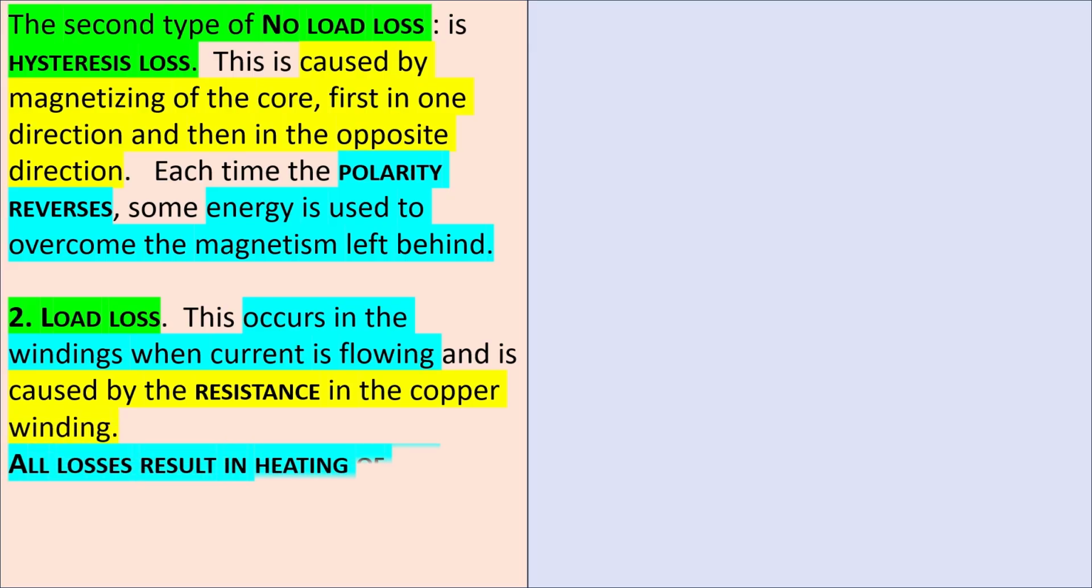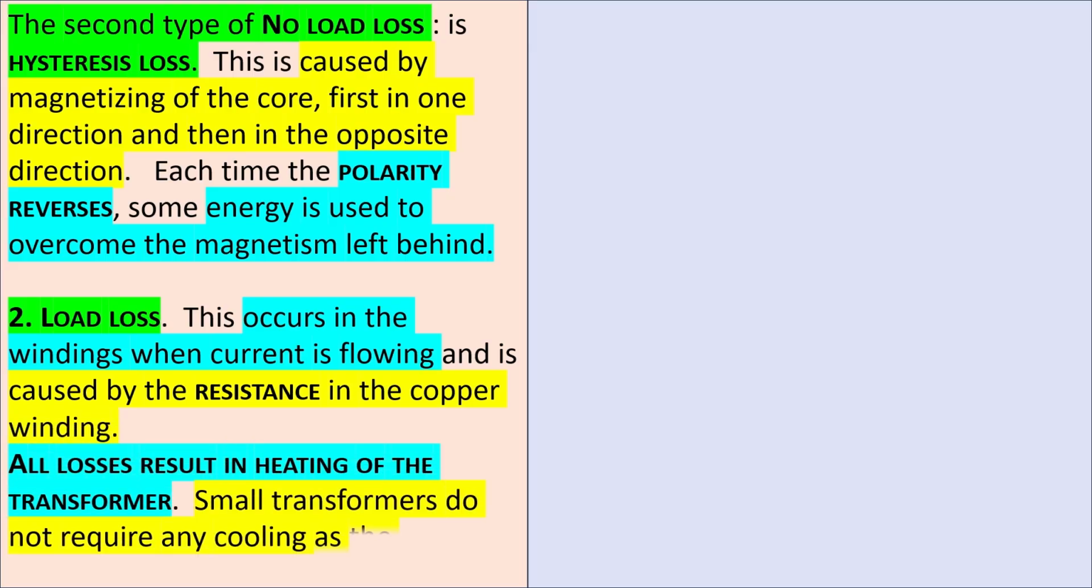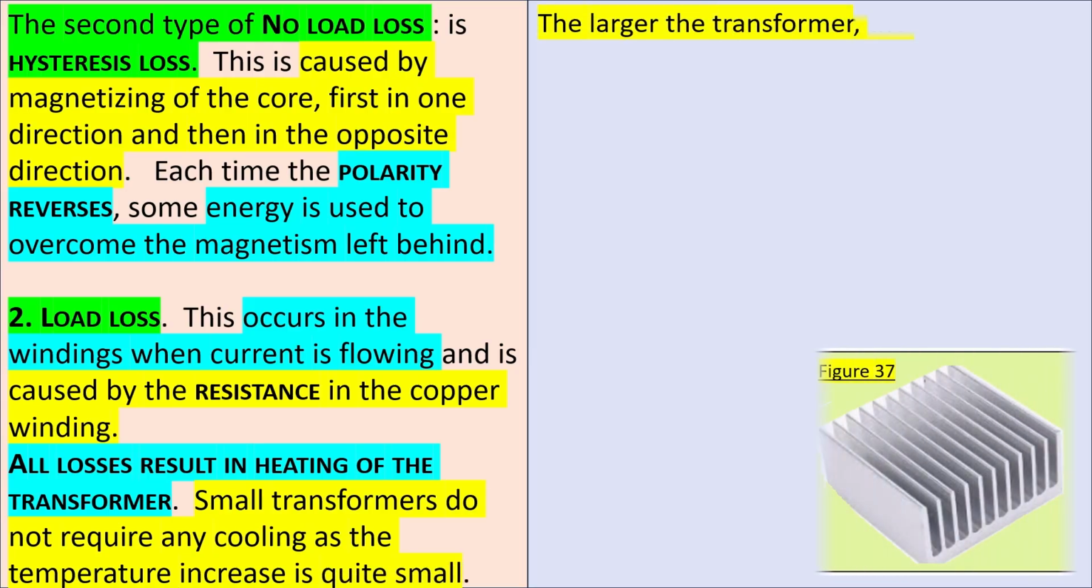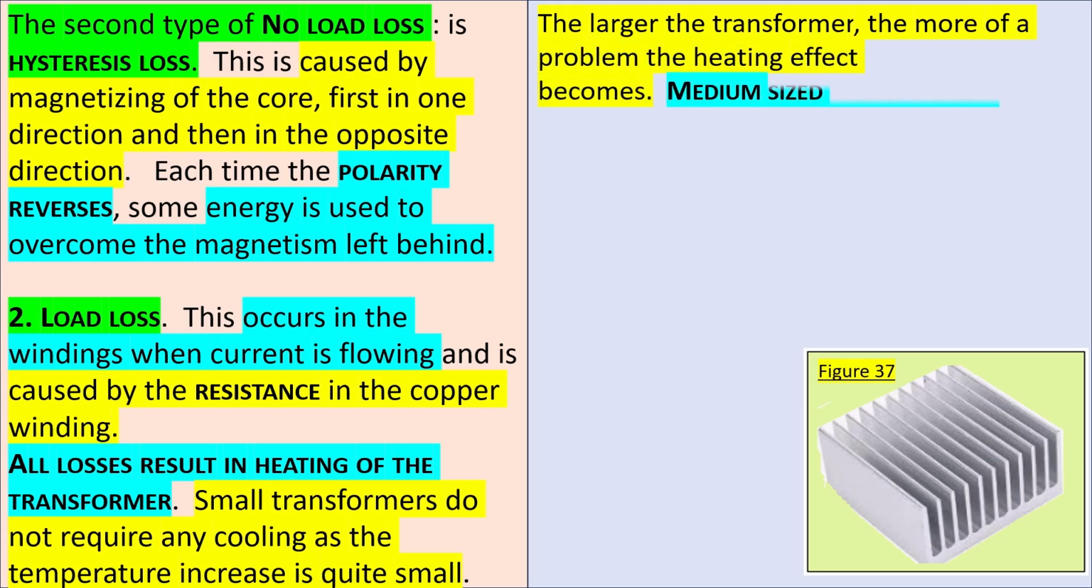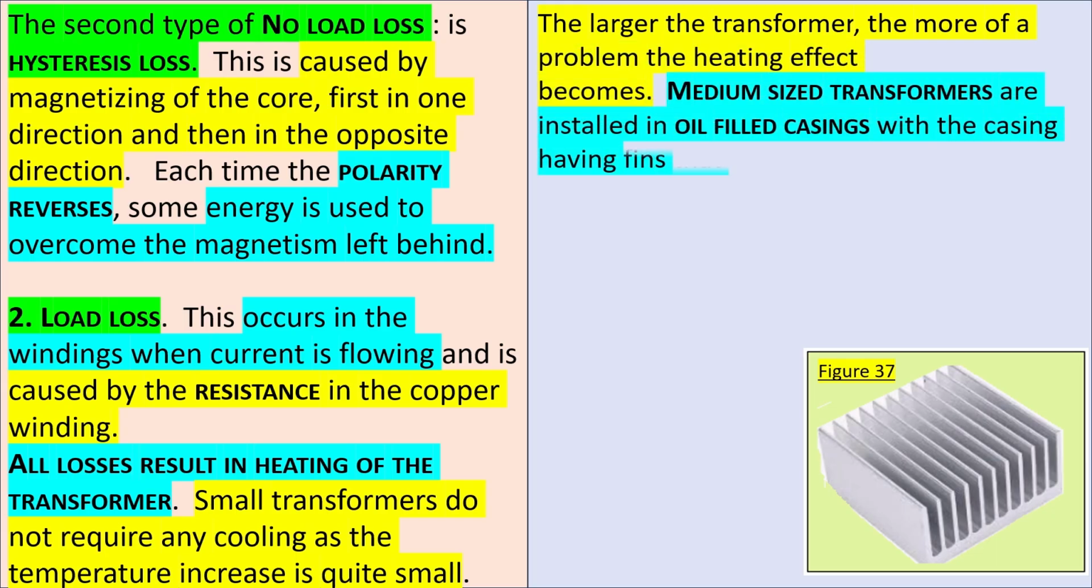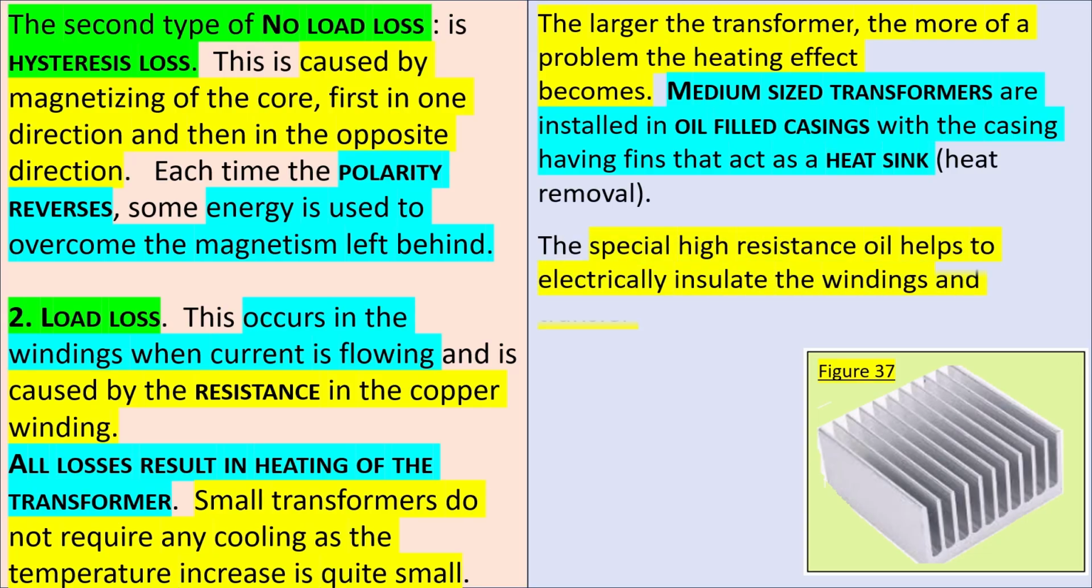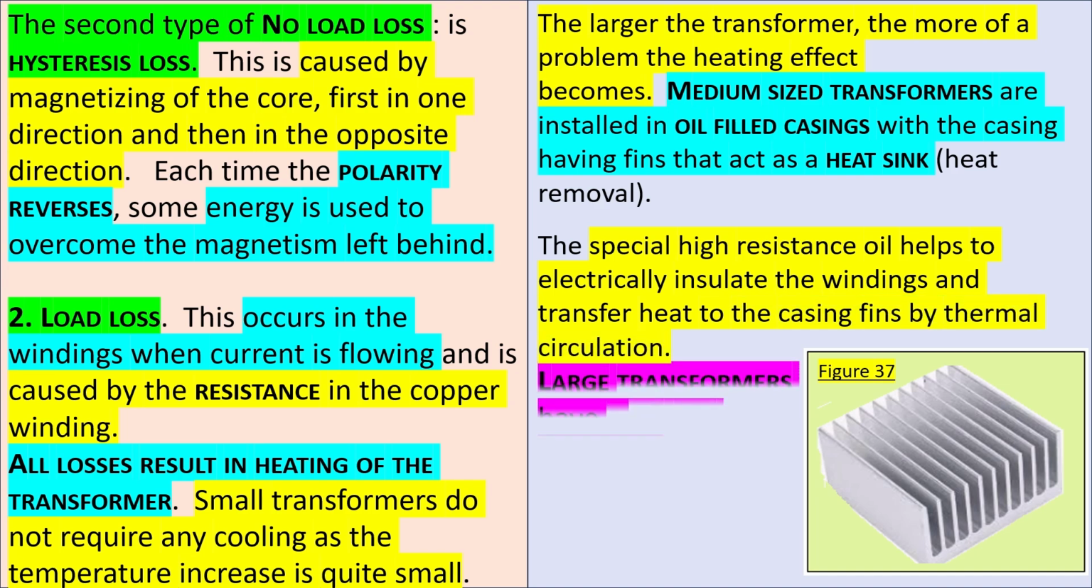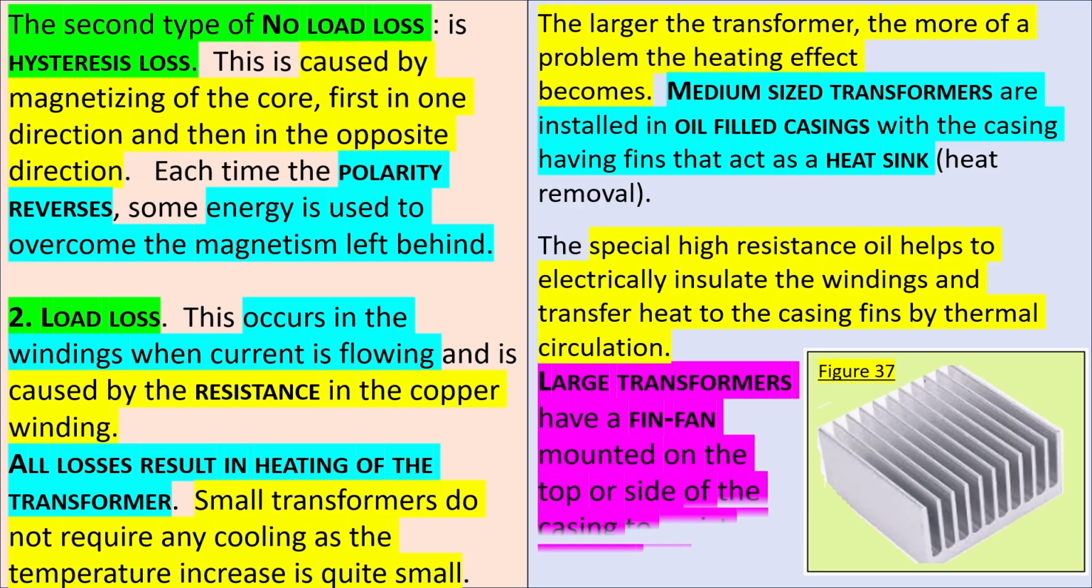Load loss. This occurs in the windings when the current is flowing and is caused by the resistance in the copper windings. All losses result in heating of the transformer. Small transformers do not require any cooling as the temperature increase is quite small. The larger the transformer, the more of a problem heating effect becomes. Medium-sized transformers are installed in oil-filled casings, with the casing having fins that act as heat sinks for heat removal. The special high-resistance oil helps to electrically insulate the windings and transfer heat to the casing fins by thermal circulation. Large transformers have a fin fan mounted on the top or the side of the casings to assist in the cooling of the oil.